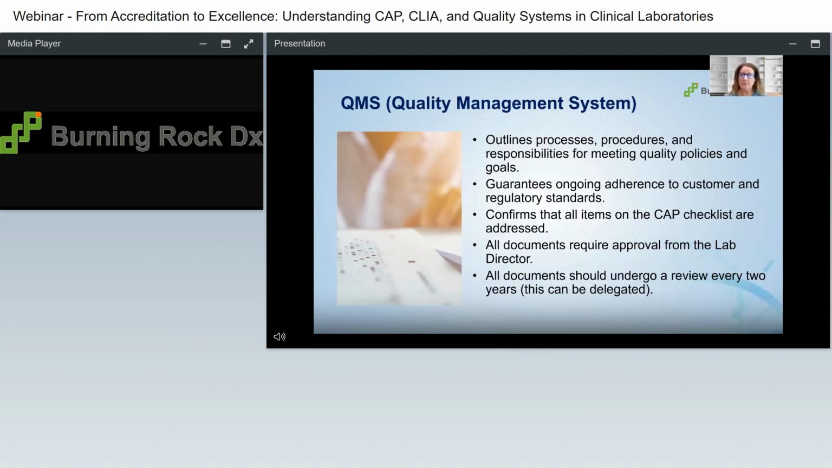A good quality management system confirms that the checklist is addressed completely. Quality management systems require approval from the lab director. All of the documents in there, especially technical SOPs and validations, are approved by the lab director. And we need to review these documents every 2 years. That is a CAP requirement.